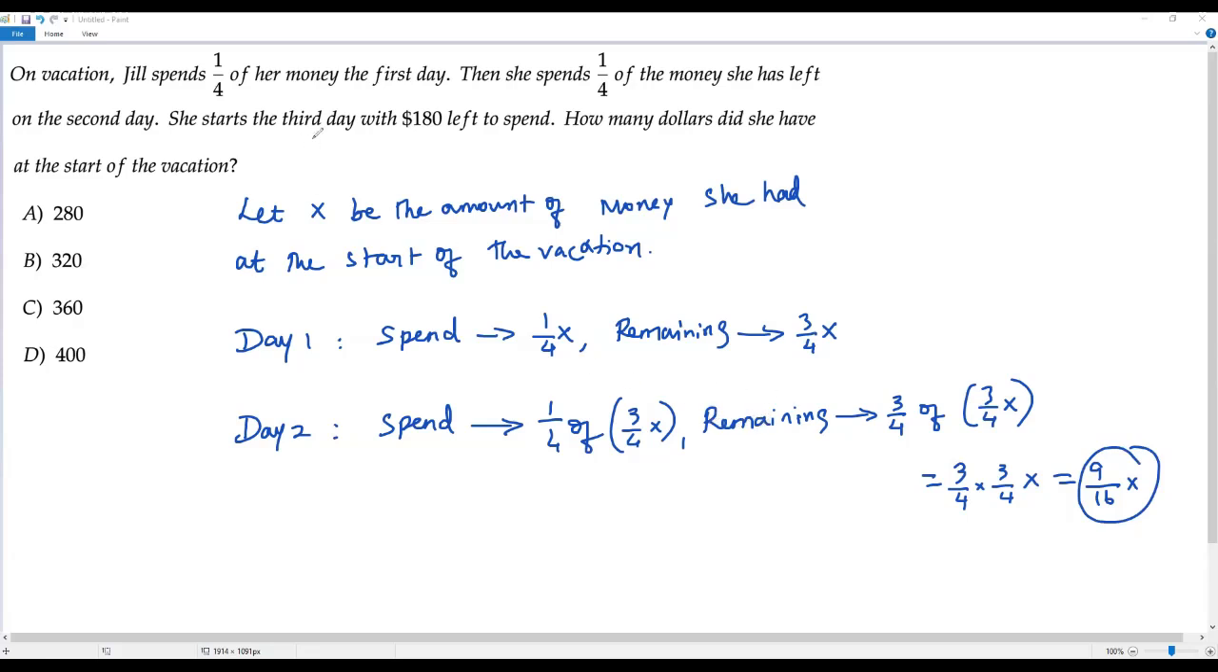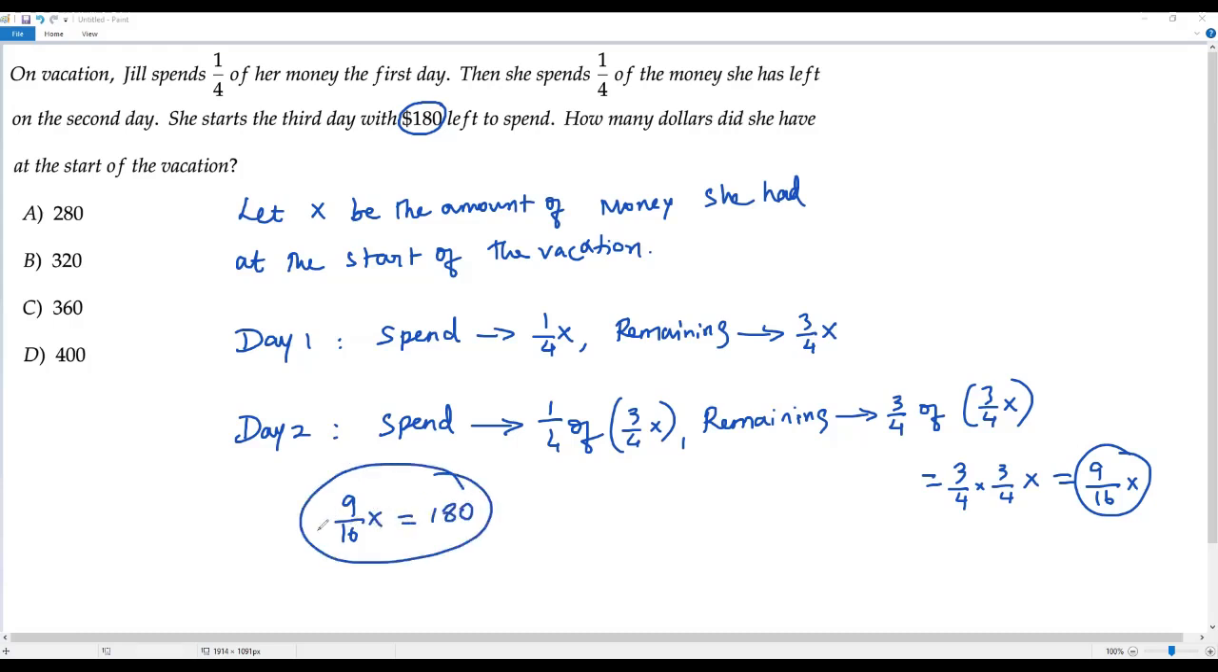According to the question, she starts the third day with $180 left. So in our calculation, we got that the money she has left for the third day is 9 over 16 times x, where x is the amount of money she had at the start of vacation. But according to the information in the question, she started the third day with $180. So this 9 over 16 x and this $180 both represent the same thing, that is the money with which she starts the third day. So we can equate 9 over 16 times x and 180.